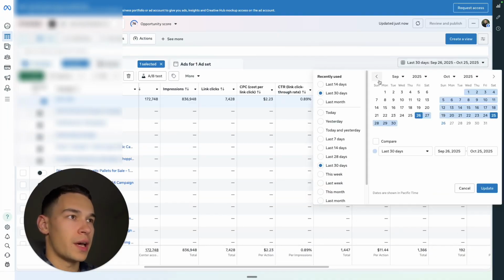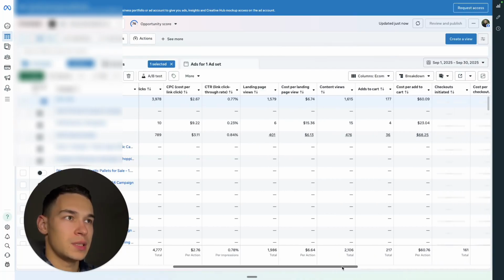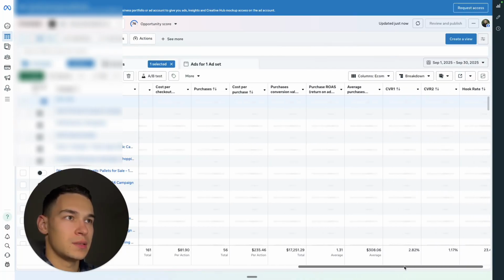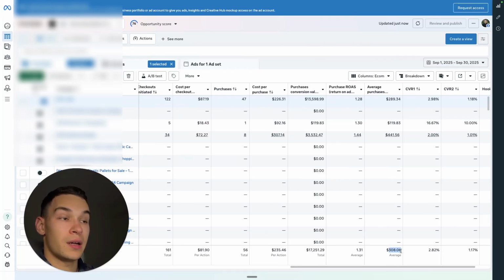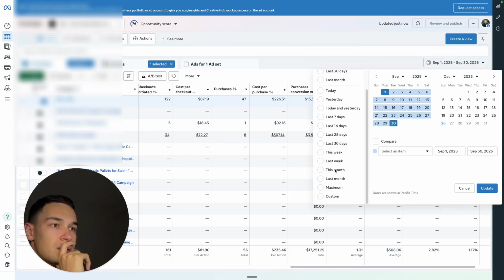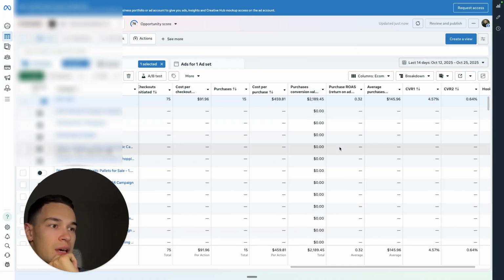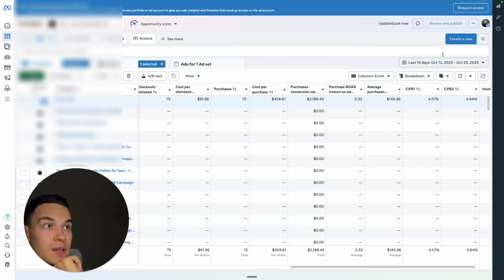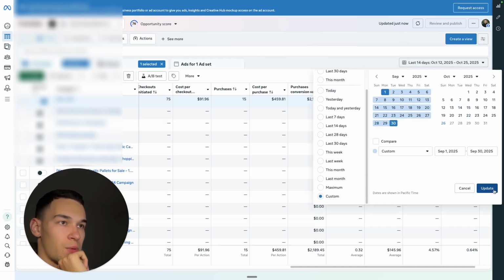What was before that? What was in September? 3x frequency, 1.3x ROAS. Average order value was way higher. Okay. 300 bucks in September, and this month in October we have 240, and last 14 days we have 145. So things were working way better in September. What has happened?